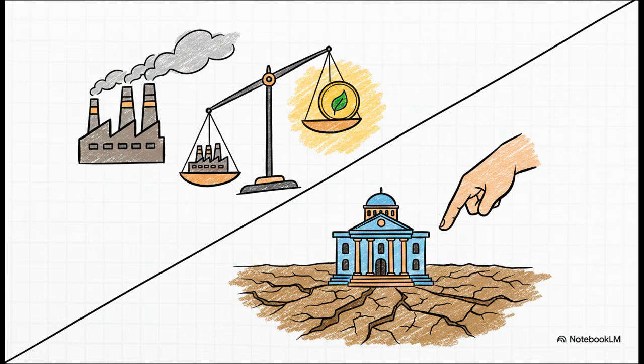Then we have the Disaster Management Act of 2005. While it covers all disasters, there's a trick here. Under this framework, it is the state government, not the center, that has the specific authority to declare a drought.